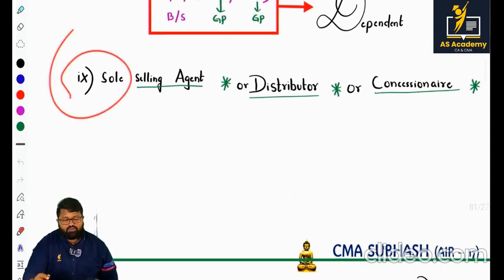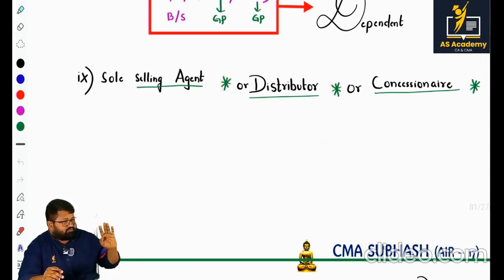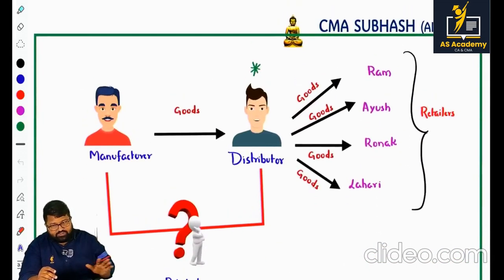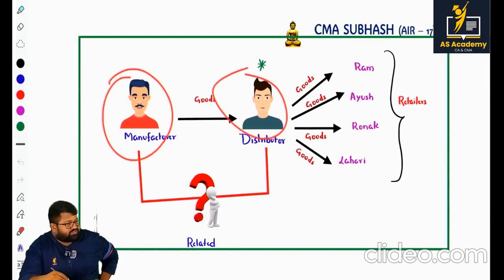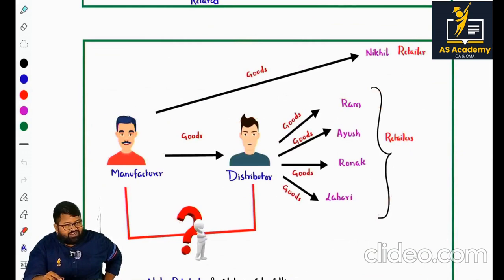What is the next one? Sole selling agent or distributor or concessionaire. Sir, I am selling my goods only through him. I am not selling directly. I am selling only through him. Then that person will be a related person. So in this case, the manufacturer is selling the goods to whom? Only through the distributor. Then these two are related persons. If I sell through him but also have one more sales channel, then automatically it is not a sole selling agreement.